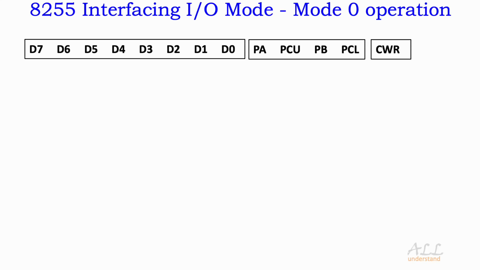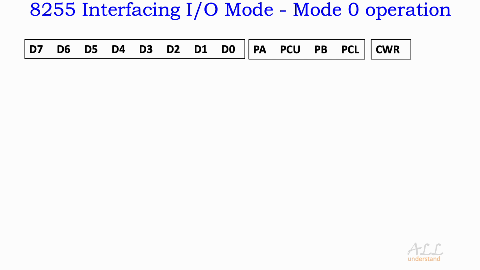Hi everybody. Today's topic is 8255 interfacing, I/O mode 0 operation. 8255 can be interfaced with 8086 in two modes. One is I/O mode, the next one is BSR mode. In this video, let us see a detailed understanding of I/O mode operation in mode 0 operation.